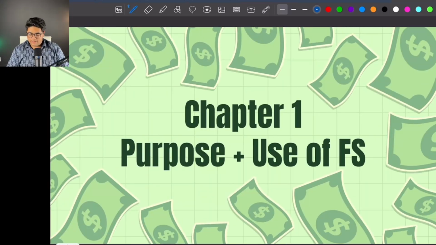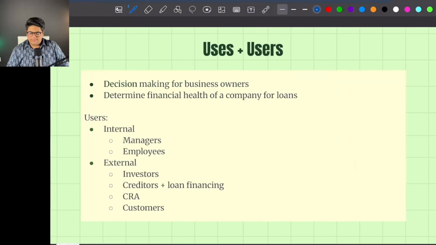All right, Chapter 1, the purpose and the use of financial statements. So basically, financial statements provide decision-making aspects for business owners. They help business owners make better decisions, and they can determine the financial health of a company for loans. If you want to get a loan for a business, the loan provider wants to know exactly how well your business is doing because they want to make sure that you're going to be able to pay back the loan in time. So financial statements help provide that.